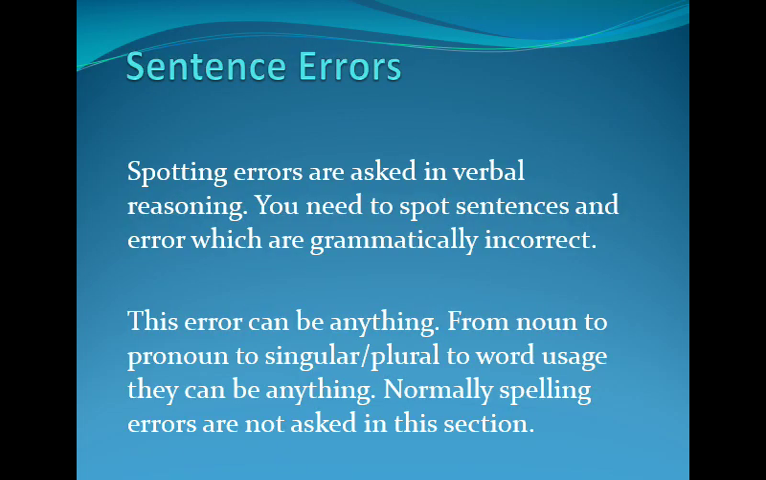Hi. In the verbal ability section of an aptitude test, there are different types of questions that are asked. One such type of question is sentence errors, and this video contains a few examples on how to go about solving sentence error questions. So normally what happens is, in a sentence error question, there is a sentence given which is split into 4 or 5 parts, and you are supposed to find the grammatical error in the sentence.